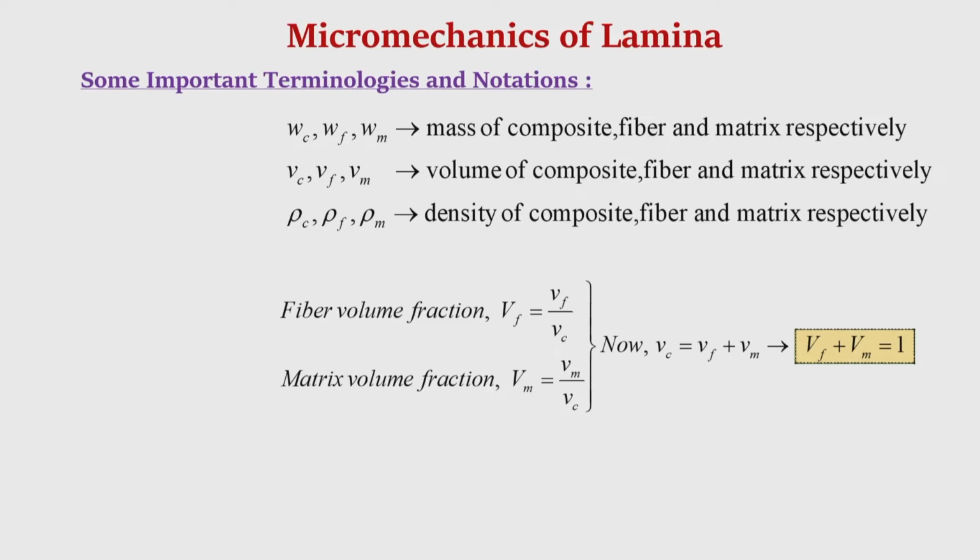Then fiber volume fraction Vf is the ratio of the volume of fiber to the volume of the composite. Similarly the matrix volume fraction Vm is the ratio of the volume of the matrix to the volume of the composite, and naturally the maximum value of Vf could be 1 and the minimum value could be 0. If all fibers, then Vf is 1, if all matrix, then Vm is 1, and total volume of the composite Vc is nothing but the volume of the fiber plus the volume of the matrix. Of course, here we make the assumption that the composite consists of fibers and matrix only, and there is no void. Therefore, Vc is equal to Vf plus Vm, and naturally the volume fraction Vf plus volume fraction Vm must be equal to 1.